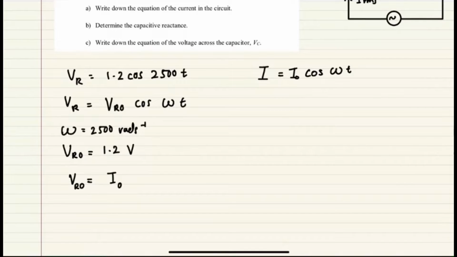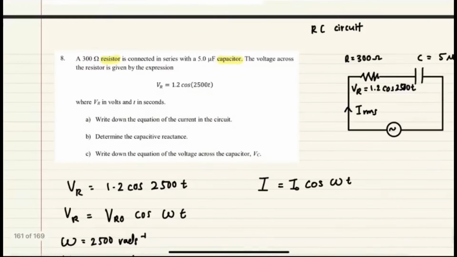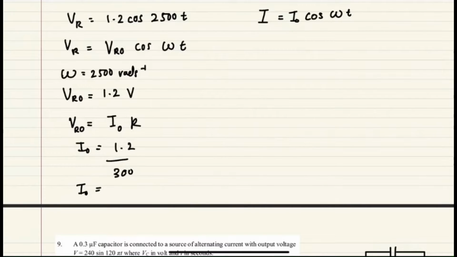And then the partner here is R, because it is across the resistor. If I use RMS, that means what I have at the end is Z. Okay, so now I can find my I naught straight away. I naught equals 1.2 divided by R, which is 300. So my I naught is equal to 4 times 10 to the negative 3.